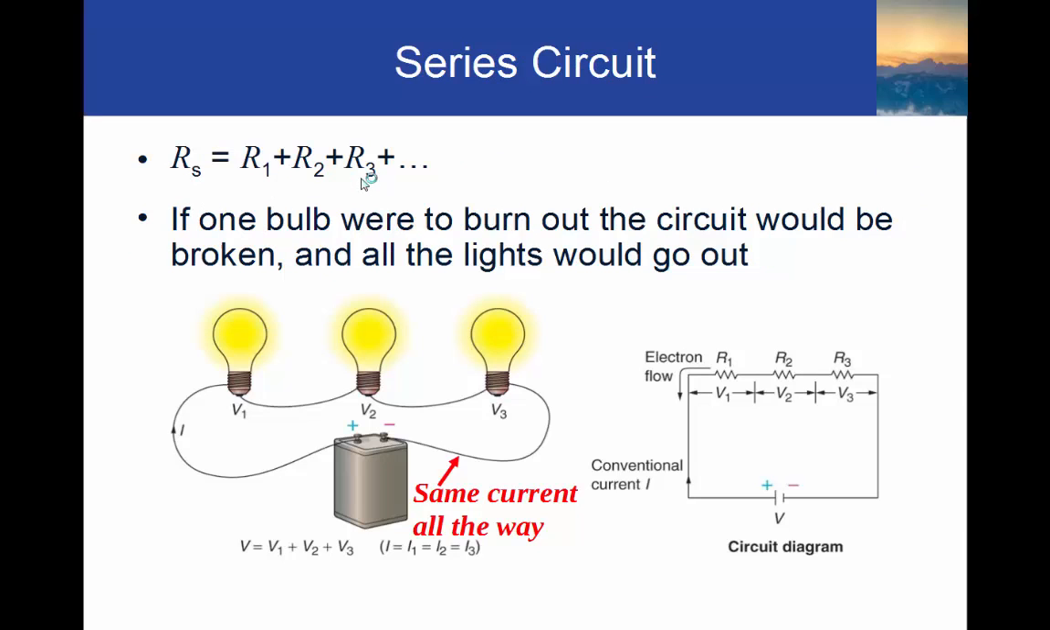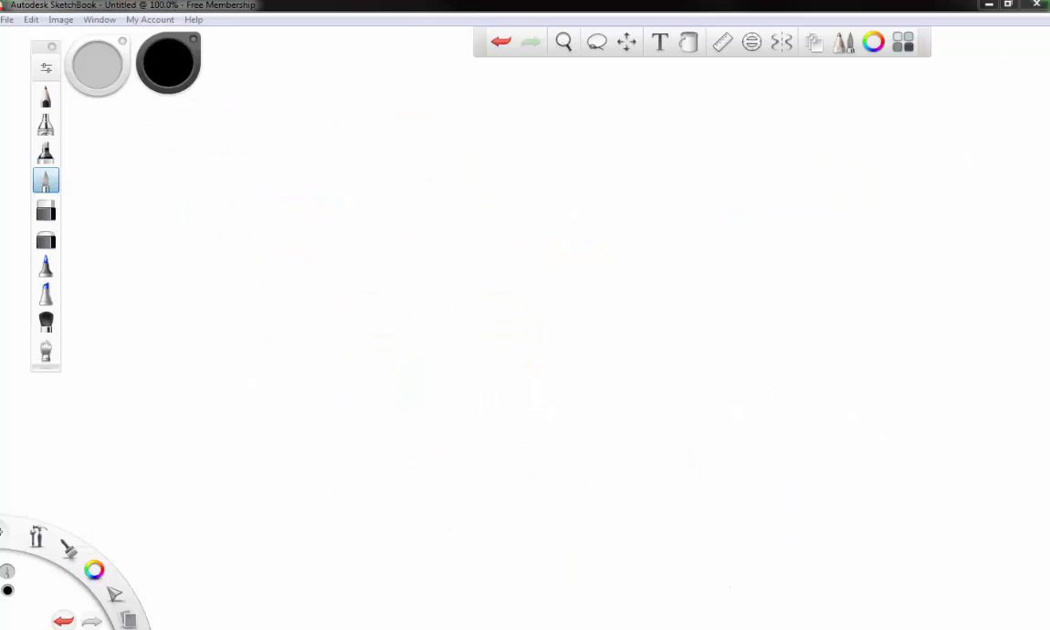So again, if you want to figure out the resistance of a bunch of resistors in series, you use the equation Rs equals R1 plus R2 plus R3, etc. You get the same current through each resistor that's in series. You get a total voltage drop equal to the voltage drop across the first plus the voltage across the second plus the voltage across the third, and those voltages you can find using Ohm's law.